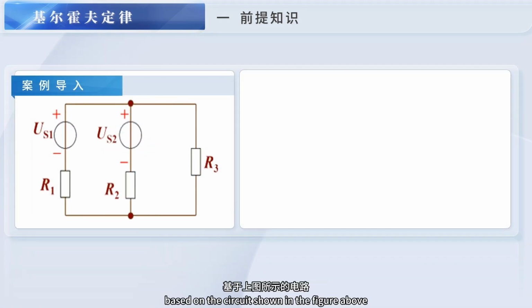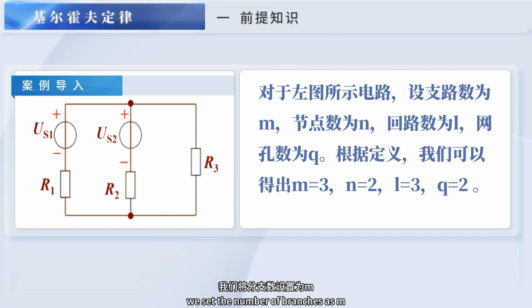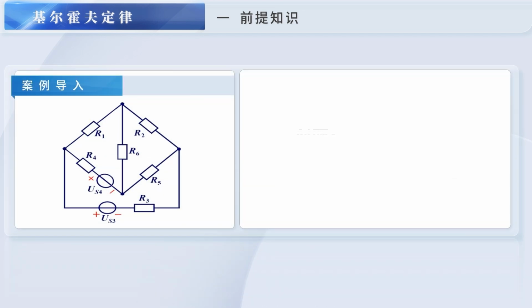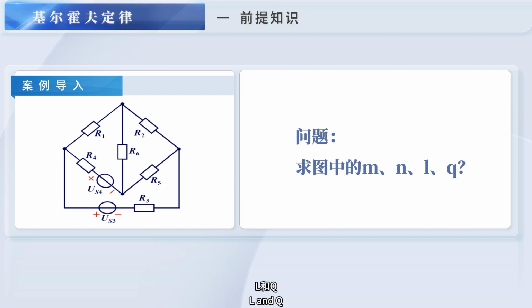Based on the circuit shown in the figure above, we set the number of branches as m, the number of nodes as n, the number of loops as L, and the number of meshes as Q. According to the definitions, we can get m equals 3, n equals 2, L equals 3, and Q equals 2. Now please think about a question. Find the values of m, n, L, and Q.